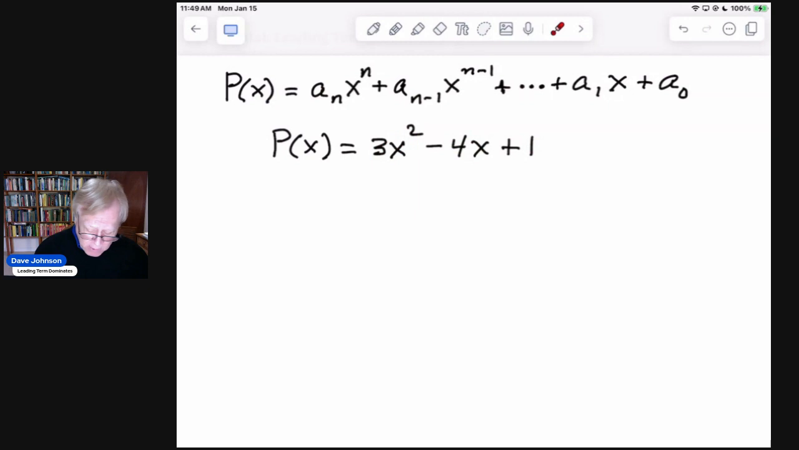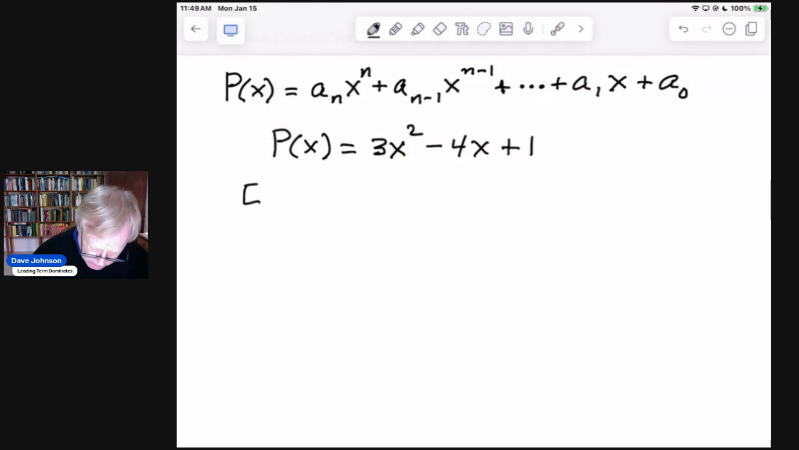All polynomials can be written as a sum of terms. They can also be written in factored form, but that's a discussion for another video. And you don't have to have all the terms. You could be missing one of the middle terms. You could be missing the constant term. But whatever the leading term is, that determines the degree of the polynomial, and you can't be missing the leading term. That wouldn't make any sense.